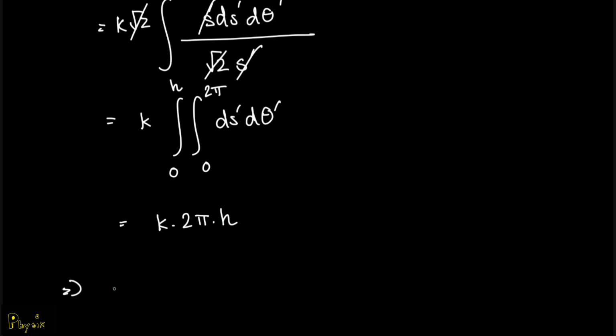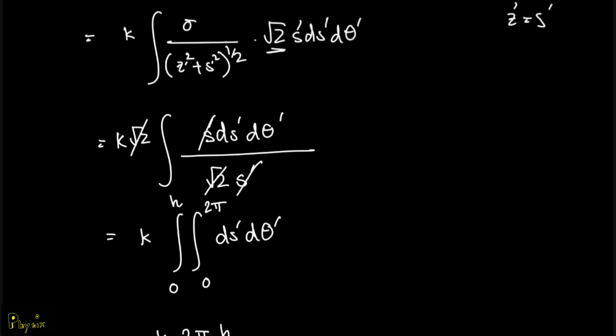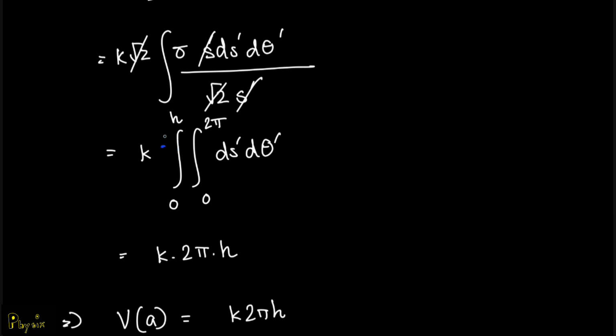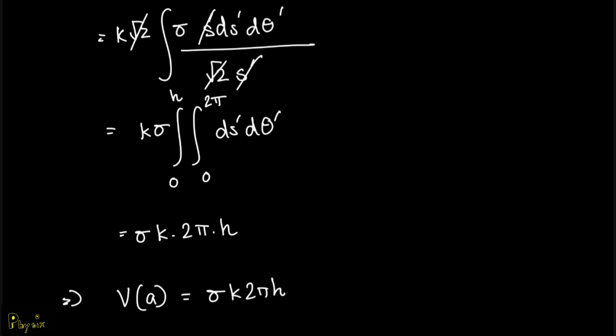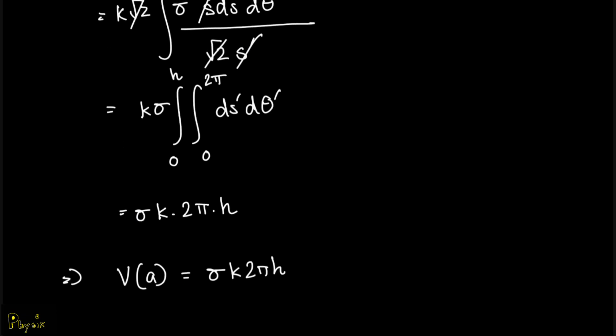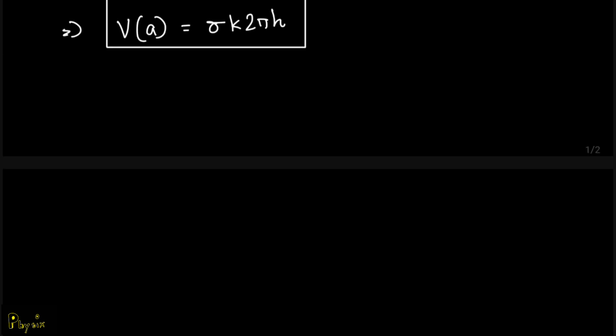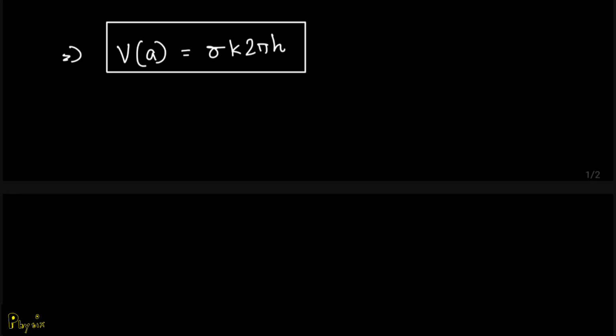So basically you have that your V at point A is k 2 pi h. Oh, I think I've dropped my sigma somewhere, so the sigma should come outside as well. So this is sigma, and this should be sigma. You can write this down in other ways if you like, but I like this form. So this is my V at position A.